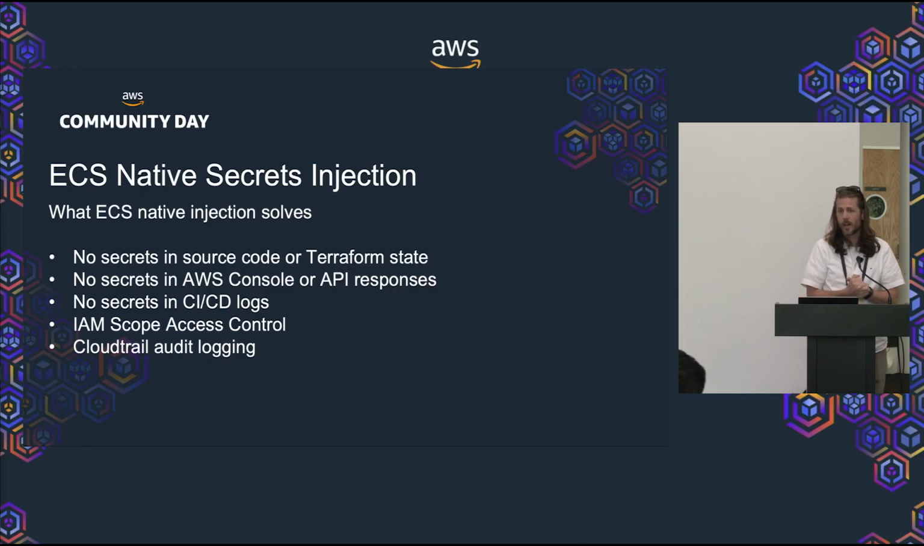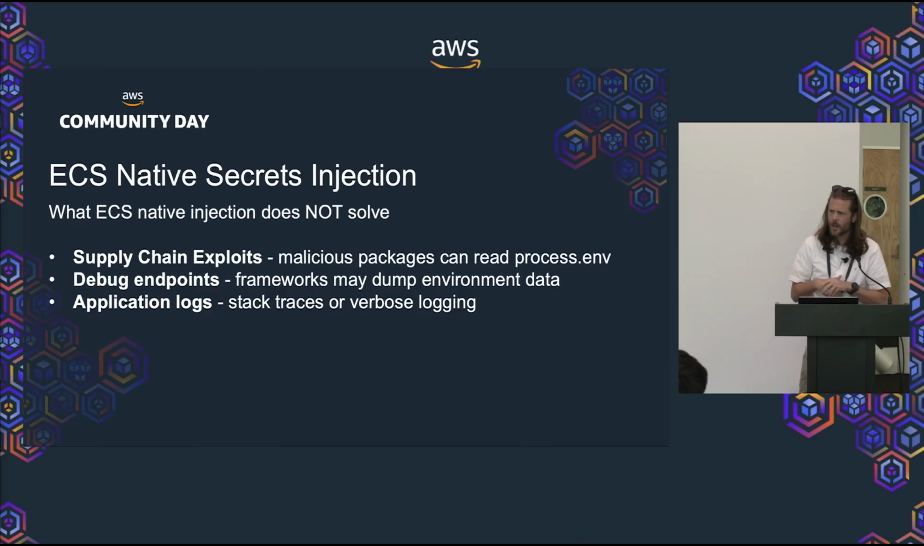And you can use IAM to scope the access controls. Who can read from Secrets Manager? That is typically tightly controlled, whereas who can interact with ECS is usually less controlled. And of course, you gain CloudTrail audit logging with those solutions.